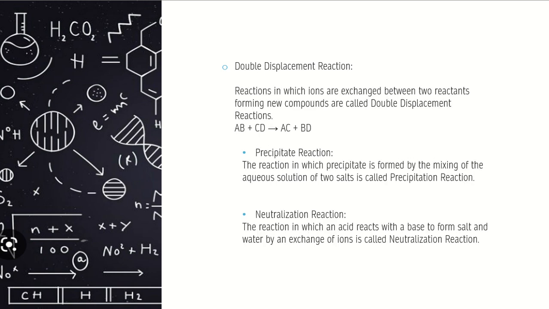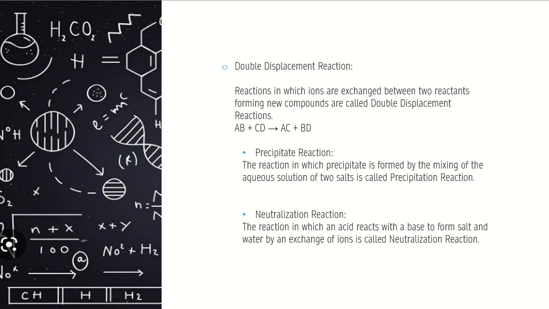Now, double displacement reaction. Reactions in which ions are exchanged between two reactants forming new compounds are called double displacement reactions. AB plus CD equals AC plus BD. This has two subcategories.